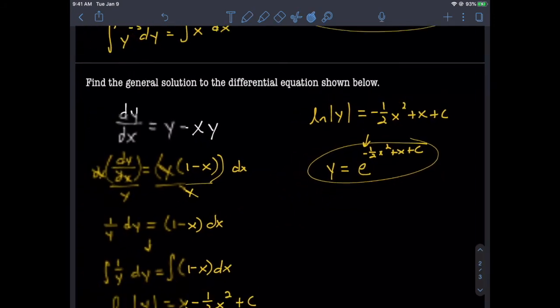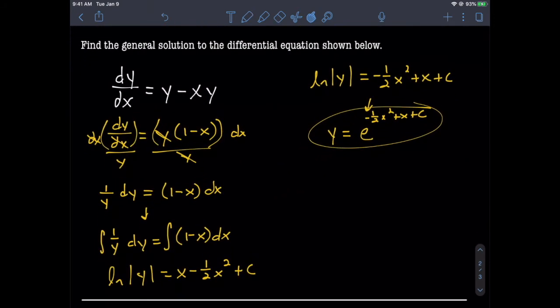Why do I say for the most part? Well, that plus c at the end of the exponent there can be broken off into its own exponential statement. We would have y equals e to the negative 1/2 x squared plus x times e to the c. E to the c itself would be another constant, and so we might want to rewrite our answer as y equals big C times e to the negative 1/2 x squared plus x. But that's neither here nor there for now. This is a perfectly good answer, and if you can get to it, good for you.